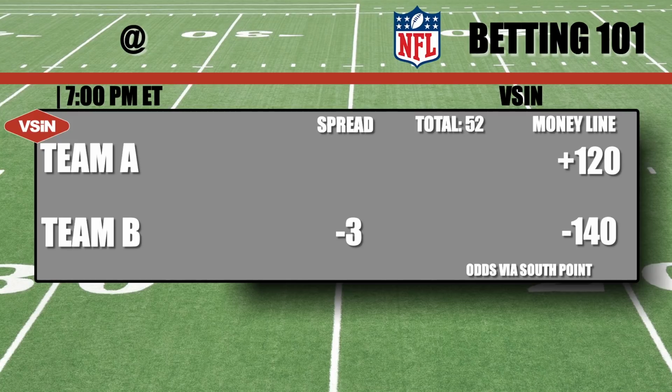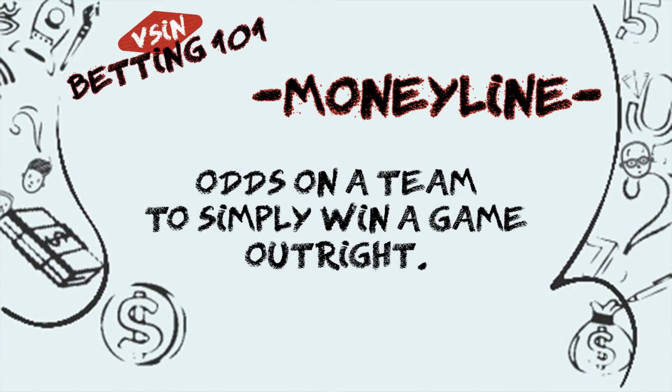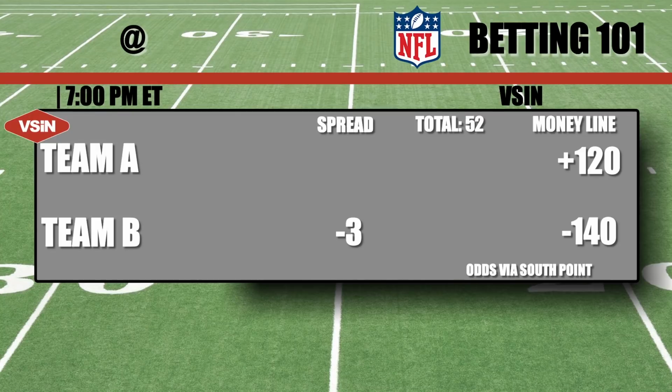You're simply picking one team to win the game outright, regardless of what the score is or whether or not the point spread comes into play. So if you're wagering on Team B, which is the favorite here, you're putting up 140 to win 100, Sam, to get back 240. Conversely, on Team A, you're putting up 100 to win 120 to get back 220.